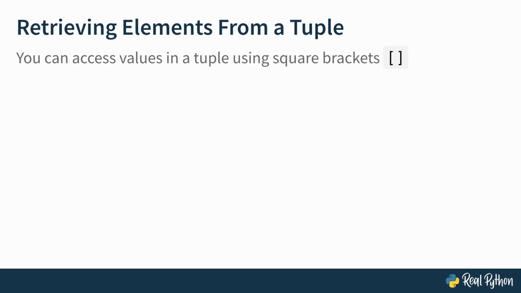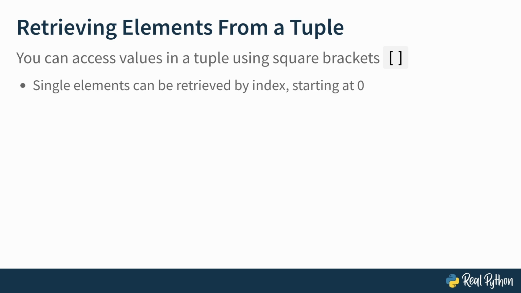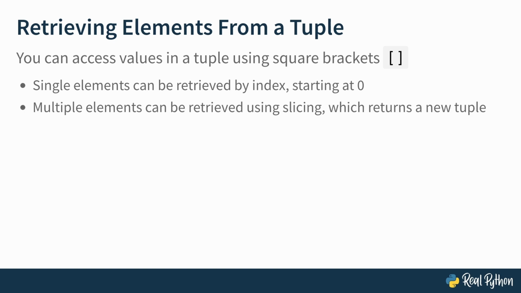Once a tuple exists, how can you retrieve elements from it? You can access values in a tuple using square brackets. Because tuples are ordered and indexable, single elements can be retrieved by the index starting at position 0. So the element at index 0 will be the first element in the tuple. Because tuples are also sliceable, you can retrieve multiple elements by using slicing, which returns a new tuple. Now let's go back to the REPL to see these concepts in action.